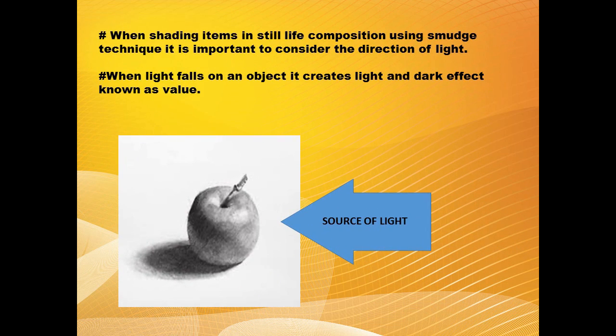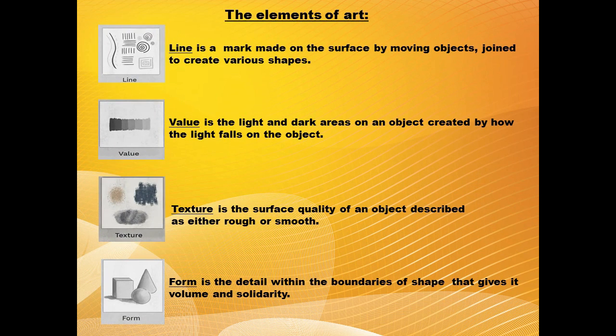And therefore, my learner, I want you now to know that when you are shading items in a still life composition using the smudge technique, it is important to consider the direction of the light. When light falls on the object, it creates a light and dark effect known as value. And value is one of the 4 elements of art that you should look at anytime you are drawing a still life composition. So I want us to go straight into the 4 elements of art that you should always consider when you are drawing.